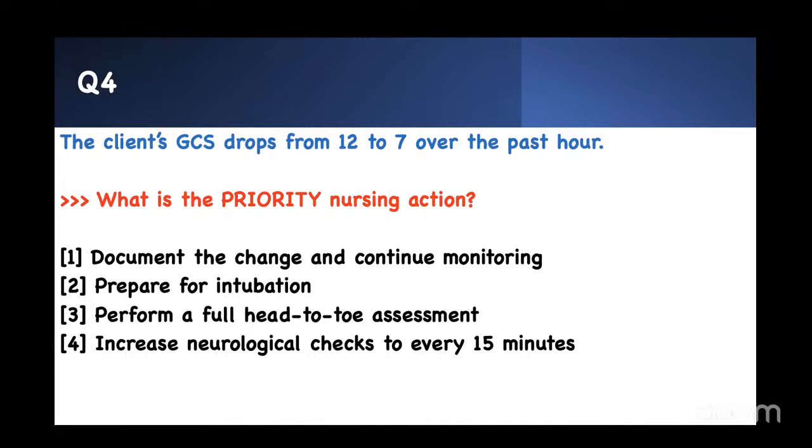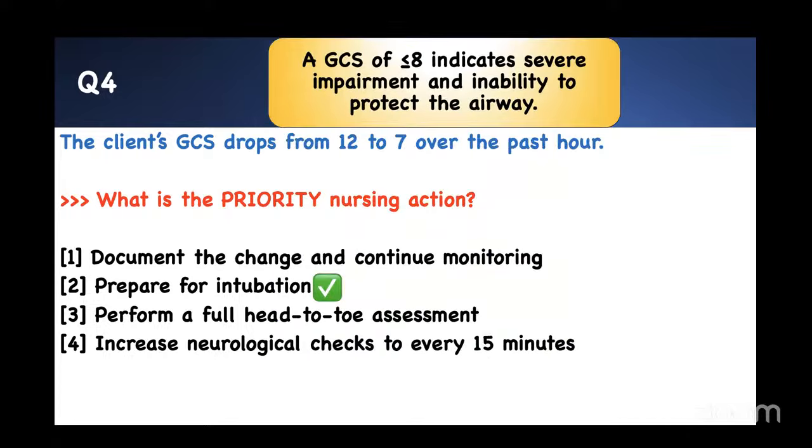Do you perform a full neurological assessment or reassess the patient multiple times? I hope you got this one. You got to prepare to intubate. The buzzword is what? 7. A GCS below 8, you have to intubate. This patient's airway is not secured. This is the tricky question you may see. A drop in GCS by 5 points and below 8, we need to intubate this patient.